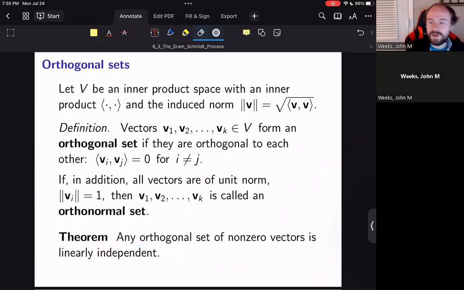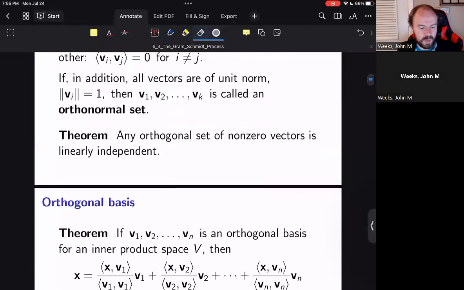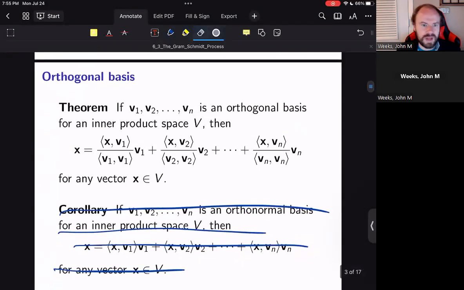And we had a theorem from our last lecture that said any orthogonal set of non-zero vectors is linearly independent. And that's useful for us because if we have a spanning set, maybe we can get a linearly independent one and start creating some bases out of this process as well. And we'll discuss that as we go through this video.